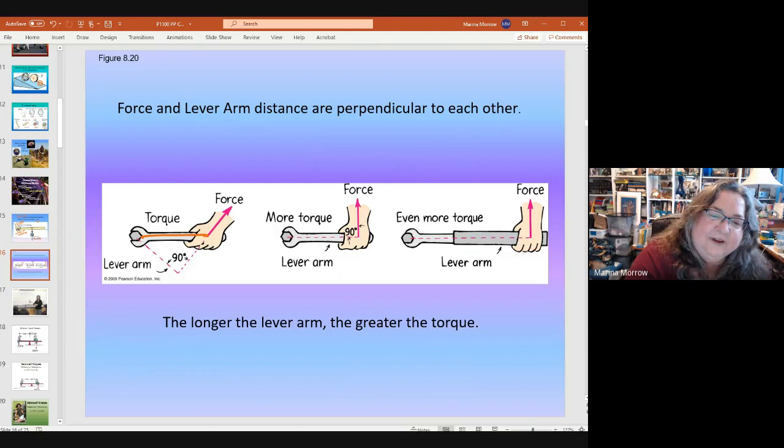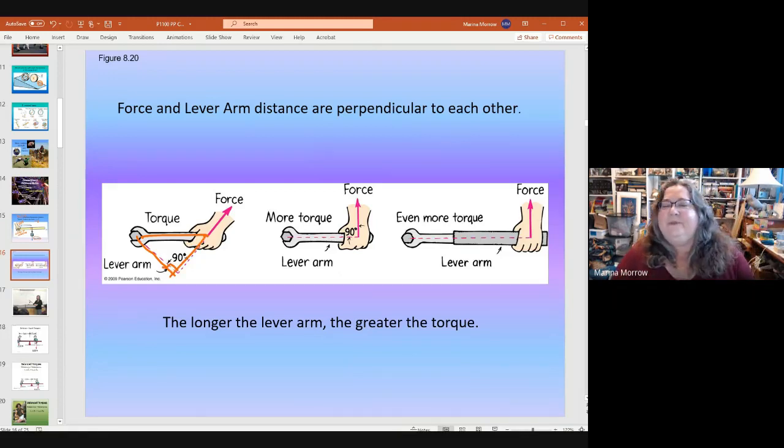Instead, you have to figure out what component of it is perpendicular to the force. So you can only use the part that is perpendicular to the force. So it's better to put your hand so that you are perpendicular, and then you get to use the whole lever arm distance. If you want more torque, well, you can be like a plumber. Plumbers have those giant wrenches. And the thing is, what you're doing is making a longer lever arm distance.